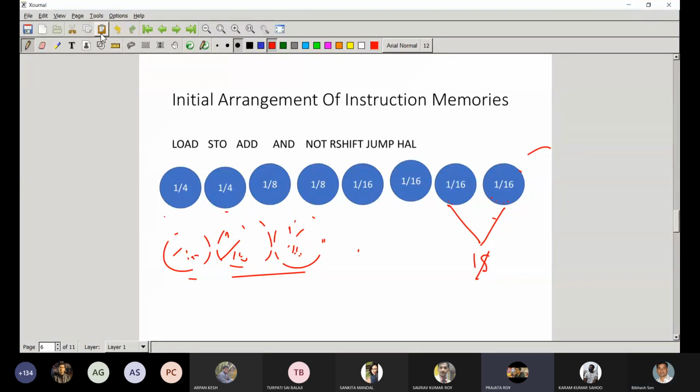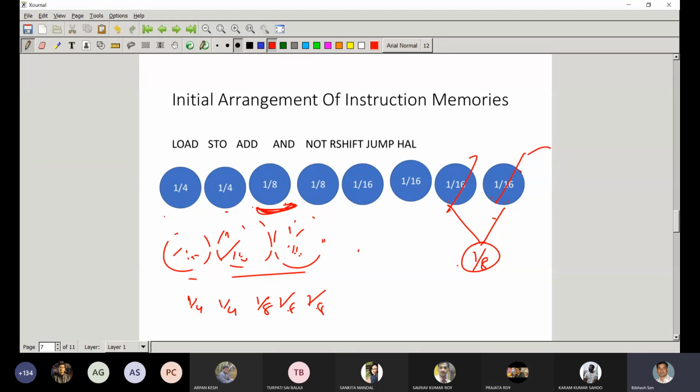Okay, so you will get 1/8. I am getting 1/8 here. These are selected for the next level. After rearranging again, the 1/8 will come somewhere in any of these locations. So it becomes 1/4, 1/4, 1/8, 1/8, 1/8, like this.